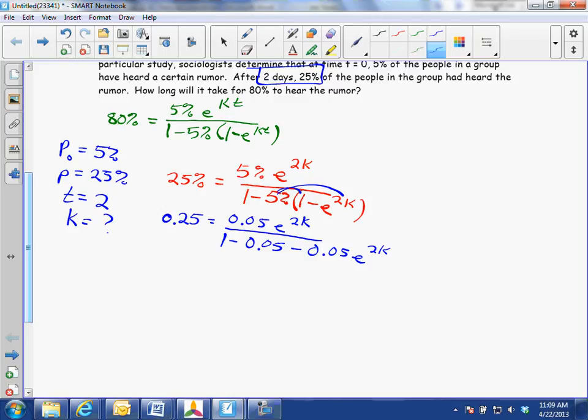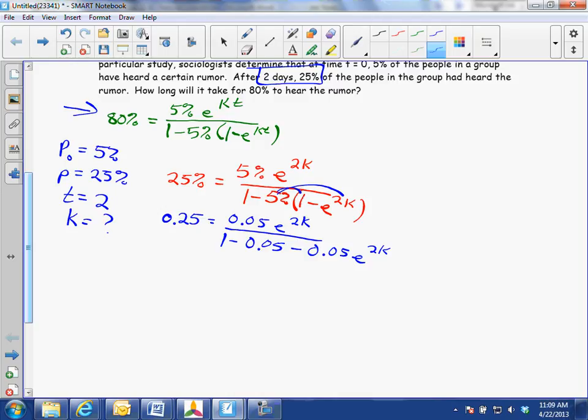Are we done with that first problem? No, we're going to come back to it. Once we use this one to figure out what k is, we're going to go back in and plug in so we can figure out what t is, because that's what we're trying to find. This time it's 80% of the people.